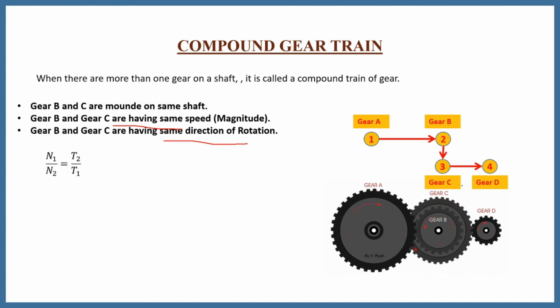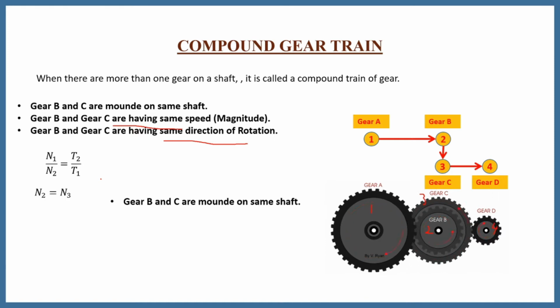If we find the velocity ratio n1 upon n2, this is gear 1, this is gear 2, this is gear 3, and this is gear 4. n1 upon n2 is equal to t2 upon t1, where t2 is the number of teeth of gear 2 and t1 is the number of teeth on gear 1. n2 and n3 are the compound gears, that's why they have the same speed. Again, n3 gives the motion to n4, so n3 upon n4 is equal to t4 upon t3.